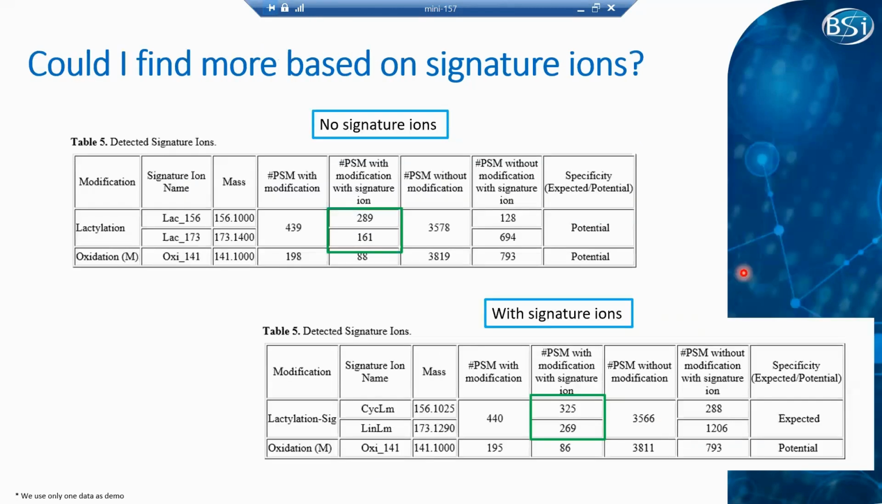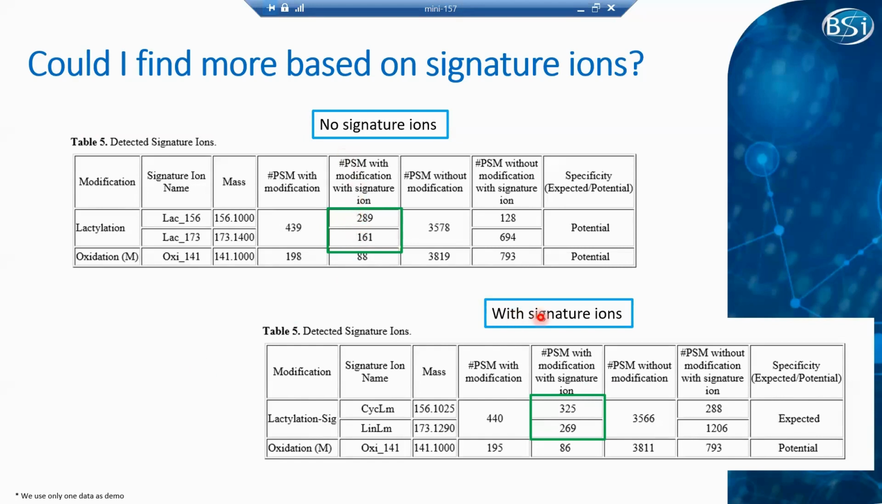Okay, then the second question is that now I know the signature ions, can we find more PSMs based on these signature ions? One thing to mention here: since this is a demo project, we just use one data file, so that means it's only one raw data file we searched. You can see here, now there are two signature ions.